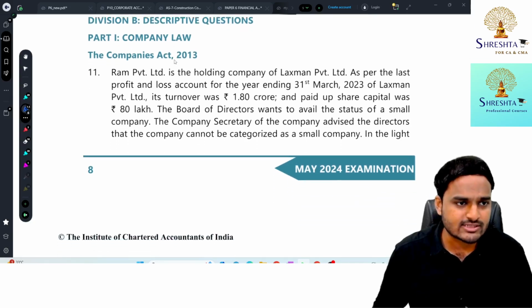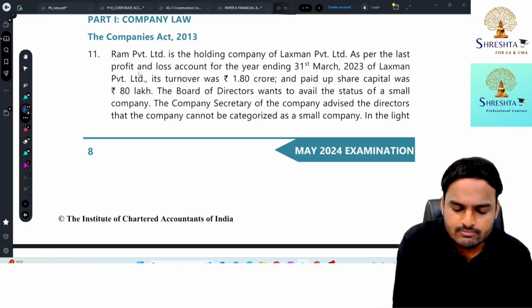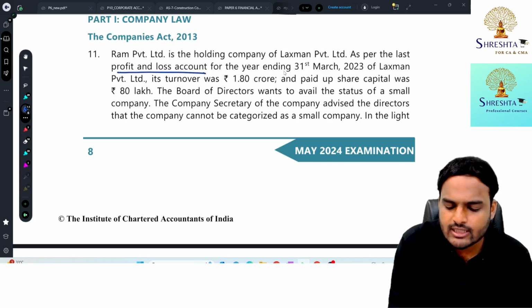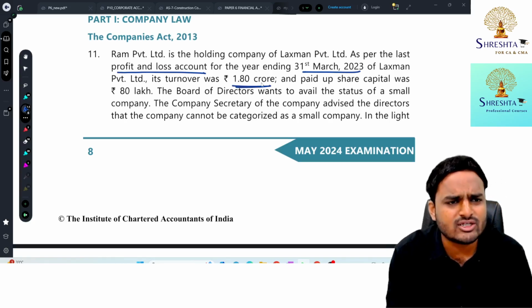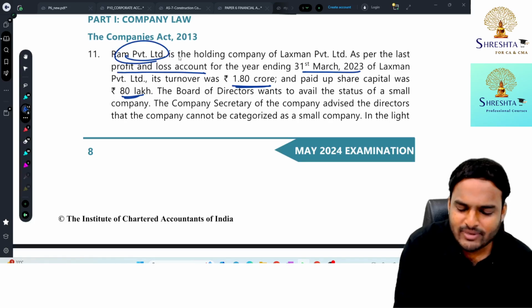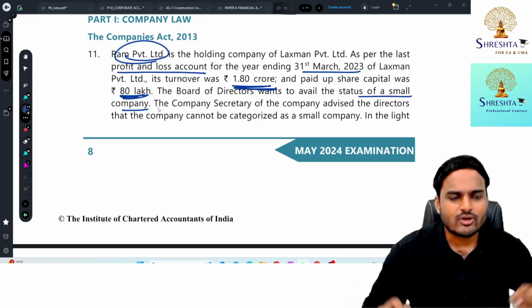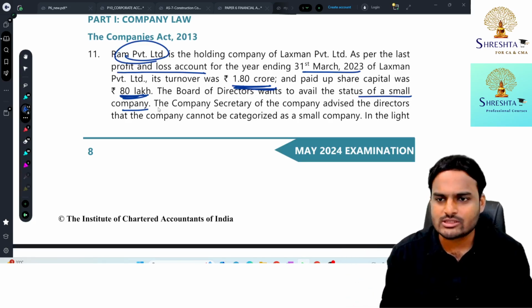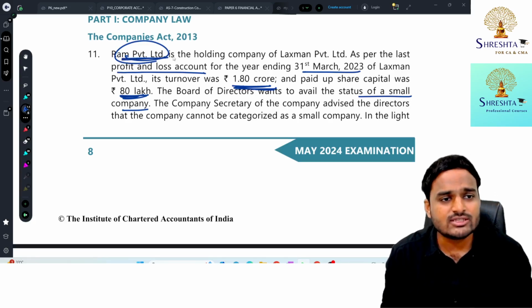Next, descriptive questions. Ram Private Limited is the holding company of Lakshman Private Limited. As per the last profit and loss account for the year ending 31st March 2023 of Lakshman Private Limited, its turnover was 1.8 crores. Paid up share capital was 80 lakhs. So private company, turnover 1.8 crore, share capital 80 lakhs. The board of directors wants to avail the status of a small company. So right now limits of small company: turnover 40 crores, paid up share capital 4 crores. Since turnover is within the limit and paid up share capital within the limit, and moreover it is a private limited company, so this is a small company.